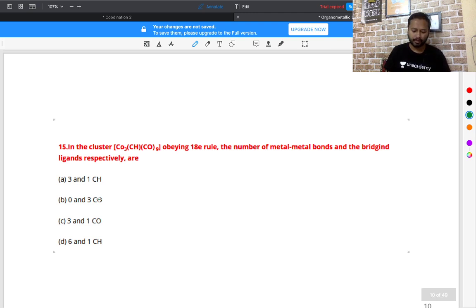This question says that in the cluster, this is the cluster given to you, Co3, then CH, and then CO9. This is the complex given to you. Obeying 18 electron rule, the number of metal-metal bonds and the bridging ligands respectively are. So they have asked what is the number of metal-metal bonds and what is the number of bridging ligands over here. So we'll try to do this one.